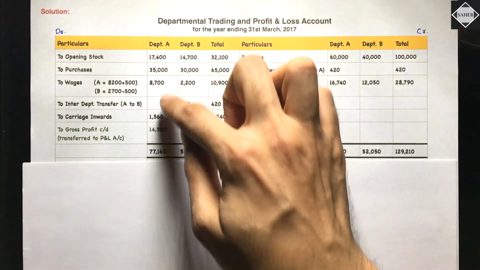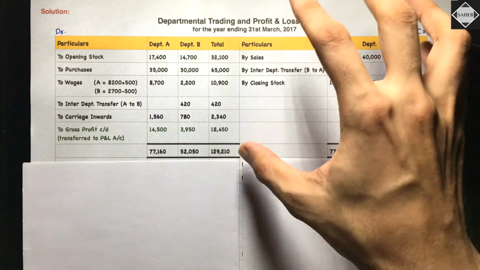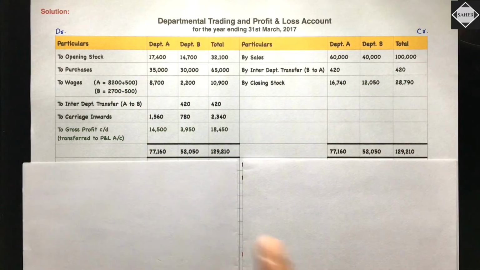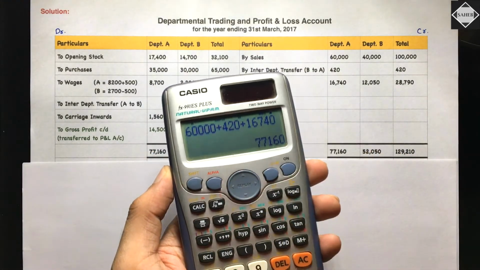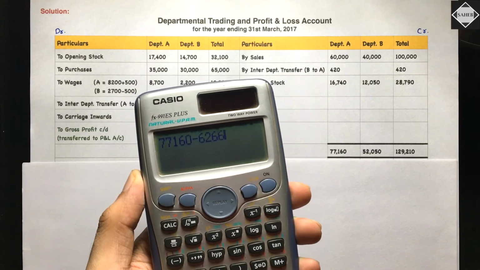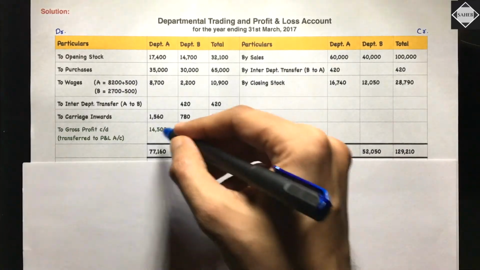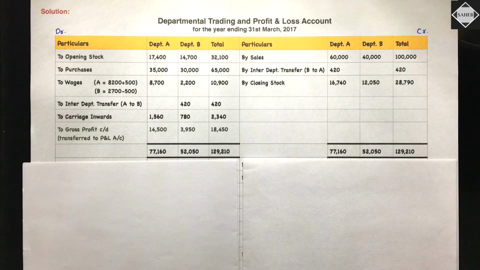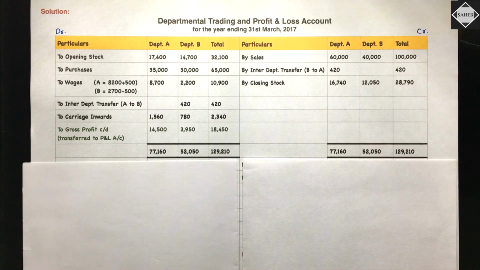Then you have to go on subtracting all this. That's equal to 14,500. Incomes are more than the expenses of department A we are talking about. Individually we have to do of departments. So 77,160 minus 62,660, that's equal to 14,500. You see, like this you have to do. 14,500 is the gross profit. The same thing you have to do with the department B. In department B, what's happening? The credit side is bigger. 40,000 plus 12,050, that's equal to 52,050.